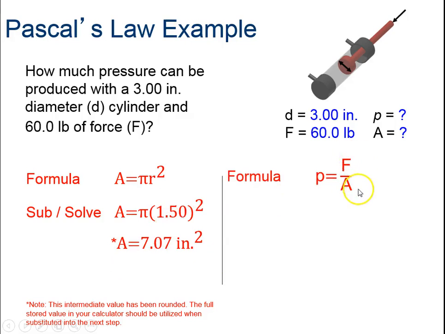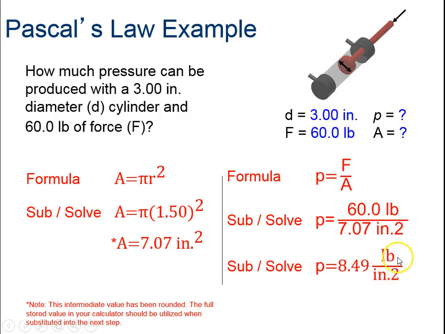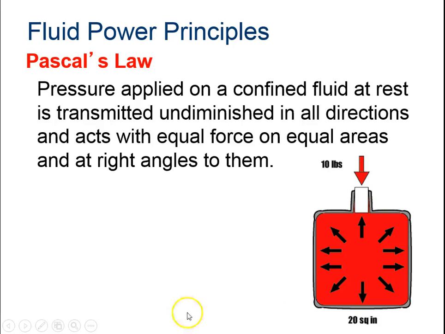So we're going to do force divided by area to find our pressure. And here's our final answer. You could write it pounds per square inch, or you could write PSI. And that's it for part 1.